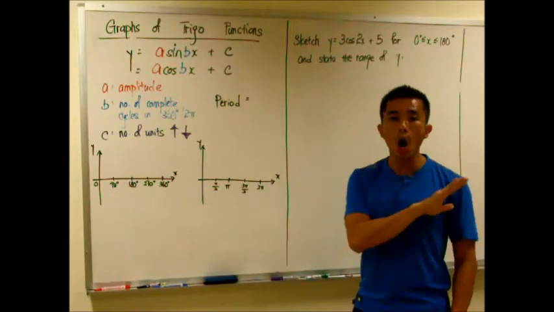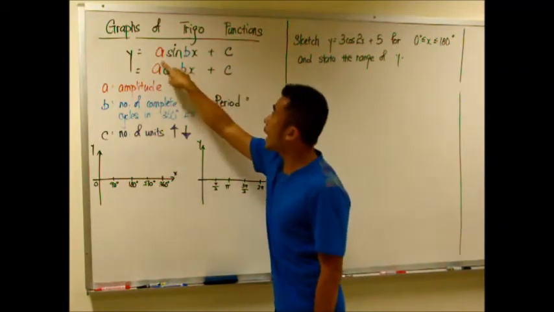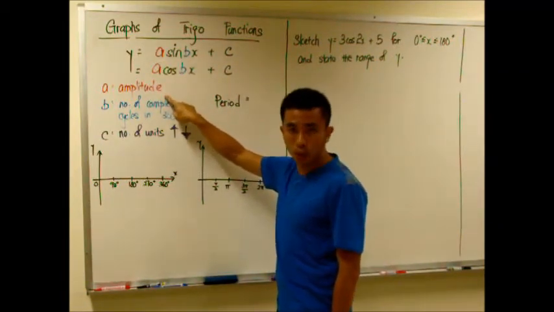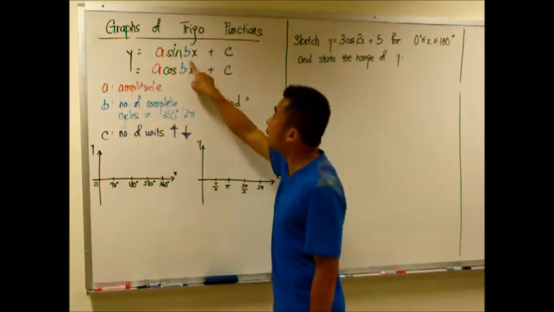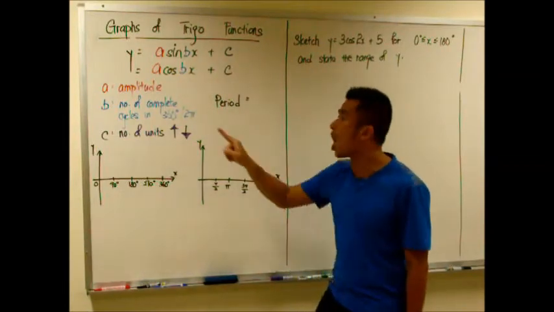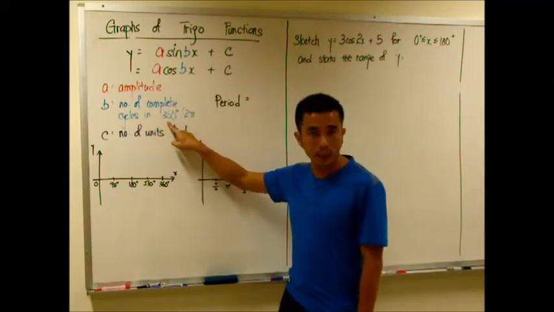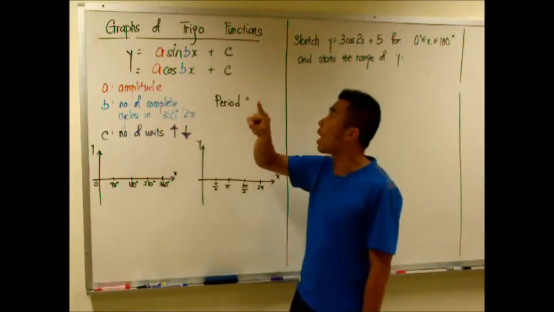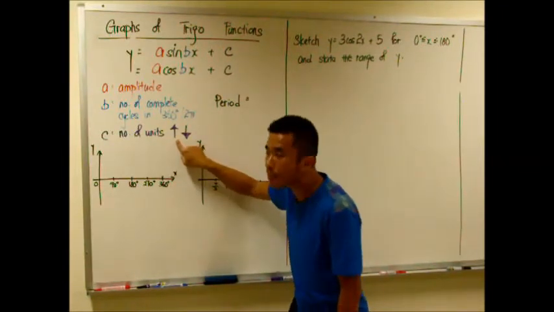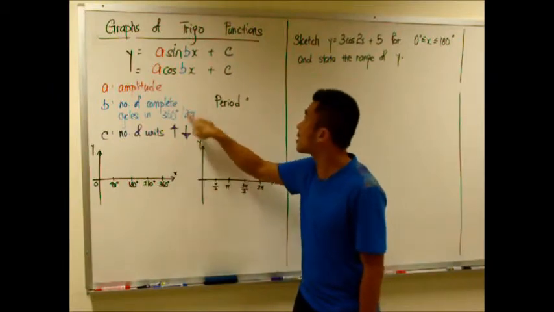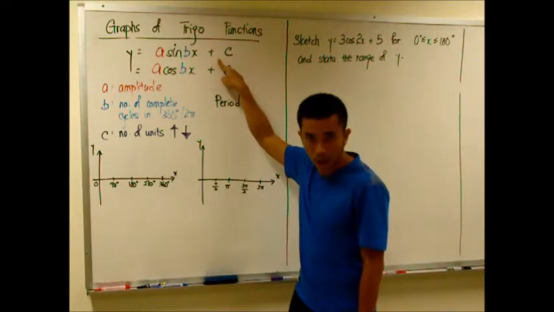And take note, all the forms of all trigo functions can be written in this form. A represents the amplitude, meaning the height of the curve itself. B, in this case, is the number of complete cycles or oscillations in 360 degrees, or otherwise 2 pi. Whereas C is the number of units you will shift the graph up or shift the graph down. Up is when it's a positive C and down when it's a negative C itself.